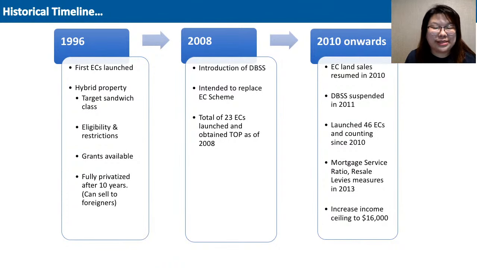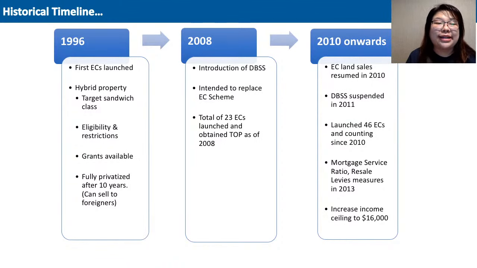Okay, and the good thing is after 10 years. Okay, so you have the after 5 years MOP, which is one of the restrictions in a way. Just like your HDB, you need to fulfill 5 years MOP. But after 10 years, you would be able to sell to foreigners. So that means after 5 years, I can sell to Singaporeans and PRs, and after 10 years, I can sell to foreigners. Okay, so it's as good as fully privatized.